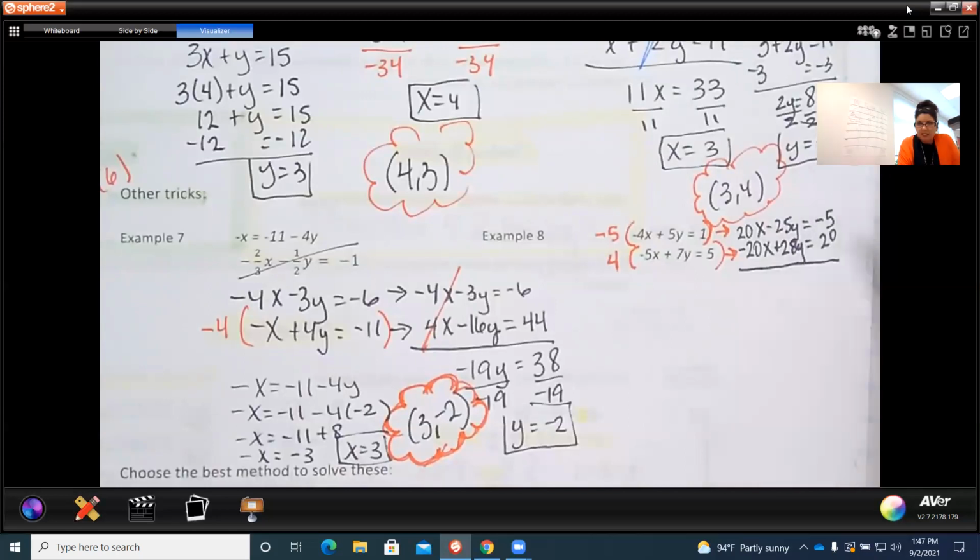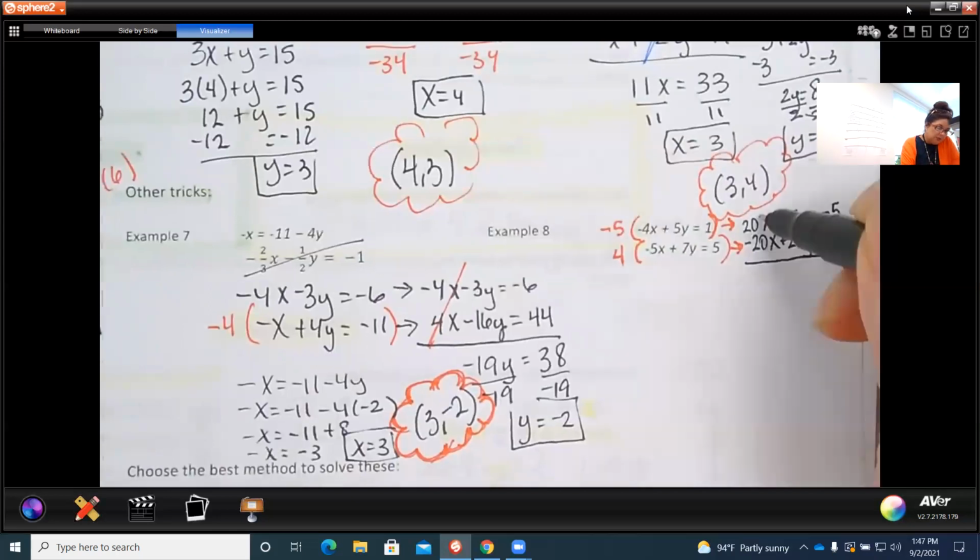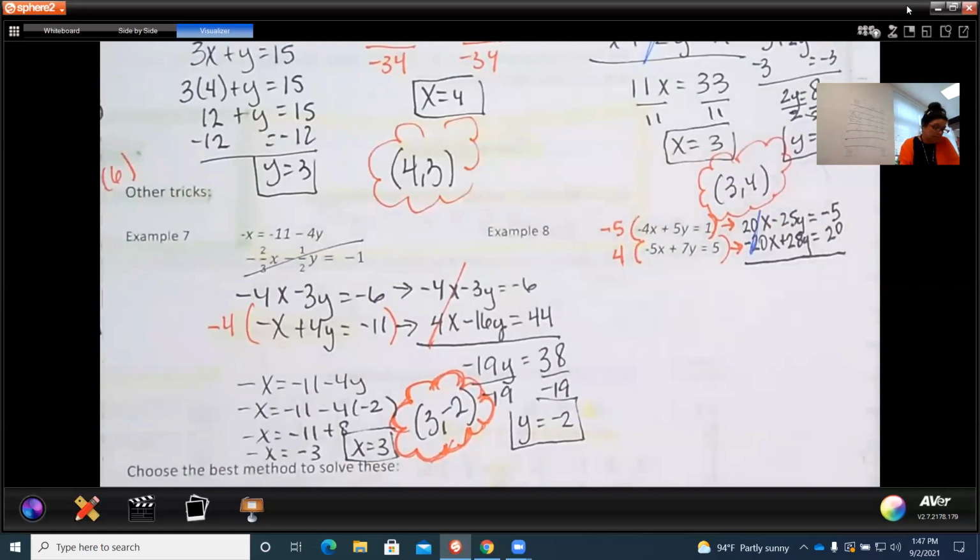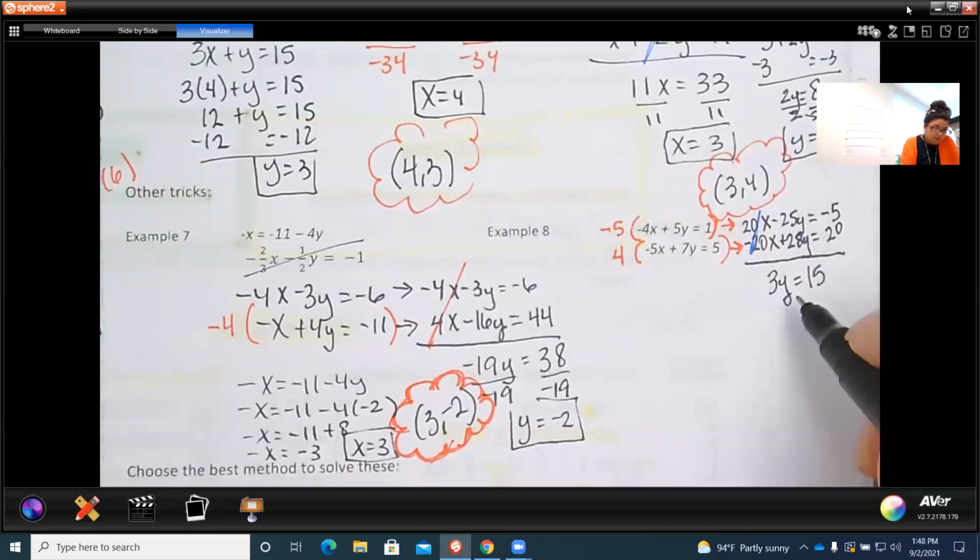Now, do my x's cancel like I planned for them to? Yes. If they were both -20x, would they cancel? No, it'd be -40x. Oh, goodness. What's -25y plus 28y? Then, and y equals. Am I finished?